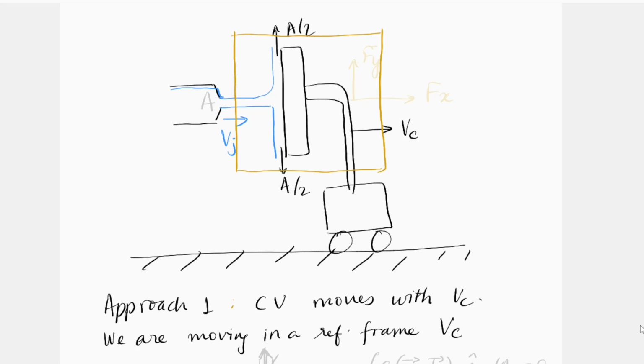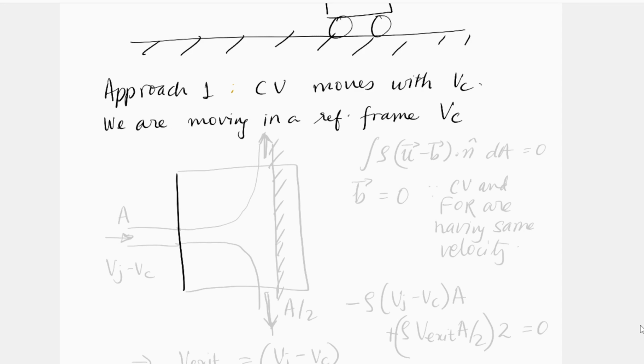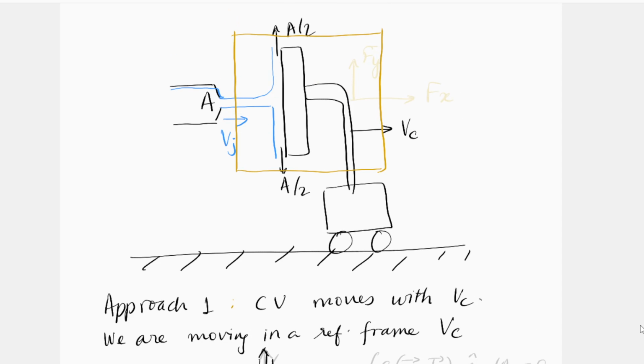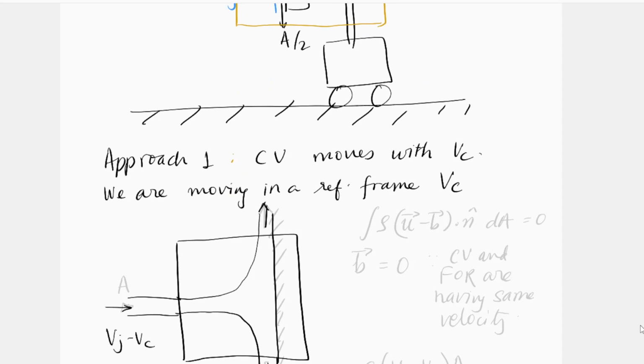So in that case, if we were to redraw the control volume, we have a jet which now comes in with a velocity of Vj minus Vc, and the jet exits after hitting the plate at a velocity which is yet unknown, but all we know is that the area through which the exit is made is A by 2, where A is the area of the jet coming in.